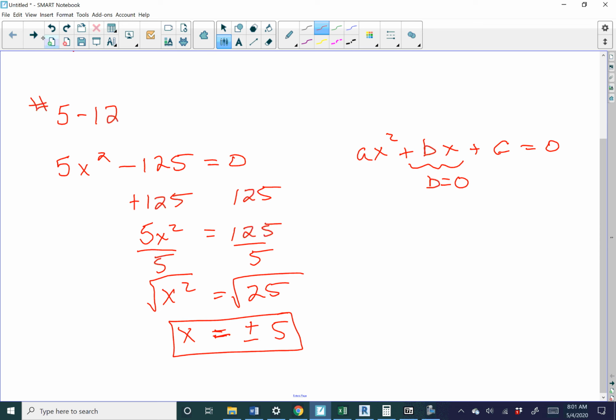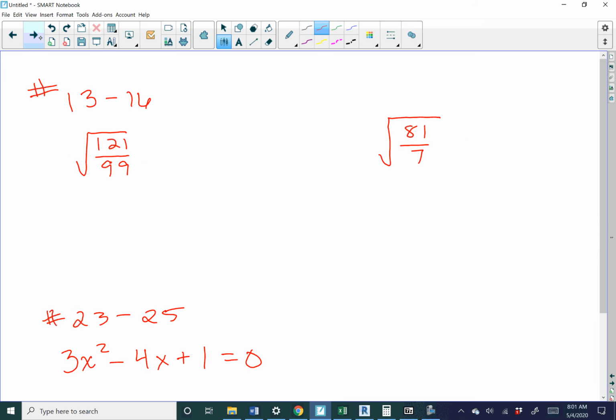All right, and then also in this chapter, we learned how to take the square root of fractions. And there's a couple of different ways you could do that type of work. We could simplify the fraction first and then break it up into the square root of the numerator over the square root of the denominator. Or we can go ahead right away and break it up into the square root of the numerator over the square root of the denominator. It's really up to you. I like to simplify first.